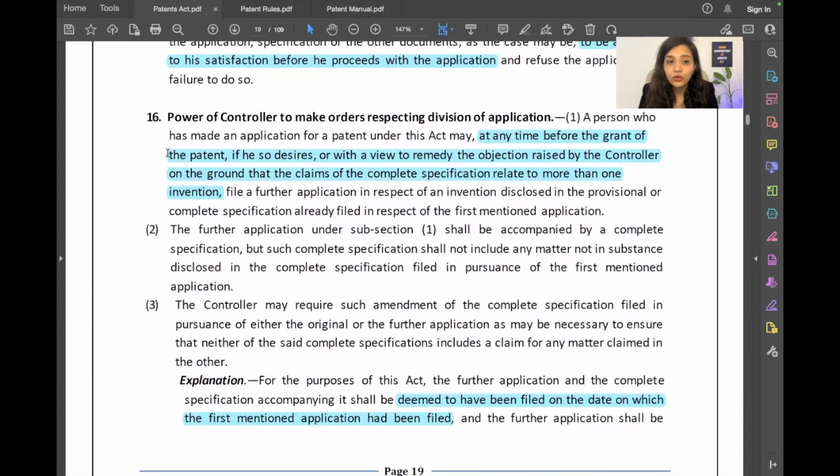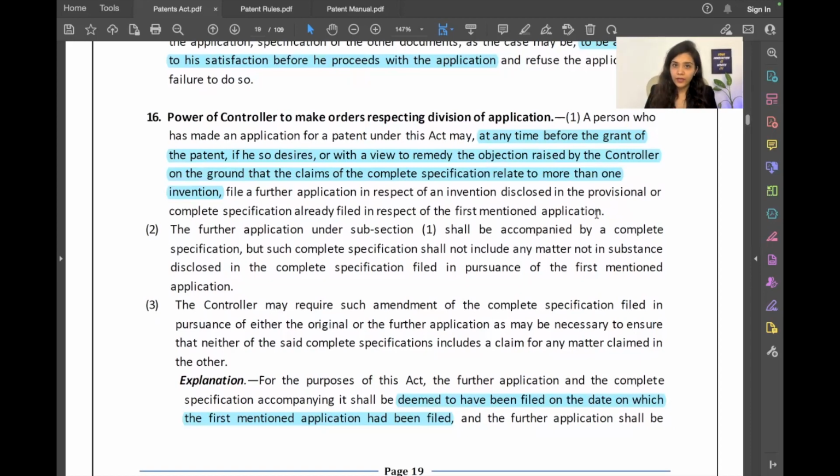A person who has made an application for a patent under this Act may at any time before grant of patent, if he so desires, or with a view to remedy the objection raised by the controller on the ground that the claims of the complete specification relate to more than one invention, file a further application in respect of an invention disclosed in the provisional or complete specification already filed in respect of the first mentioned application.